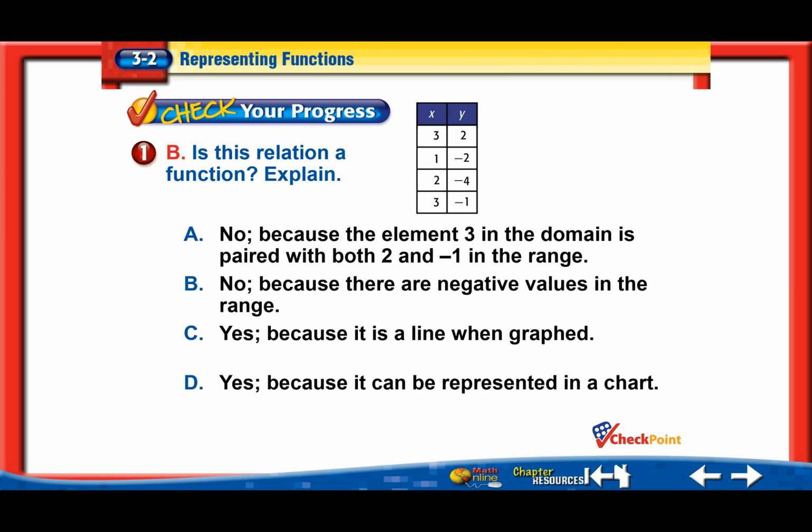All right, so again, I'm going to be looking at the x values and the y. 3 to 2, 1 to -2, 2 to there, 3 to, wait, there's 2 3s. So that means 3 would be going to 2 places. If I actually graphed this out, I would have (3, 2) and (3, -1). So my vertical line test would not work. So no, it is not a function, because 3 goes to 2 different things.